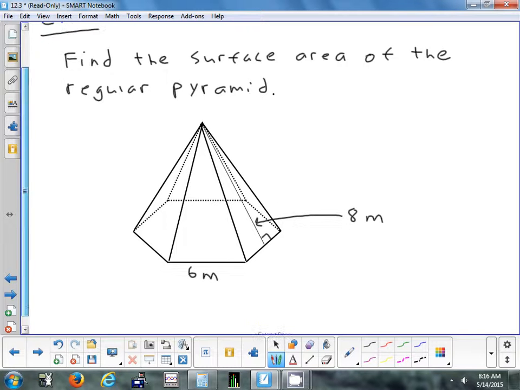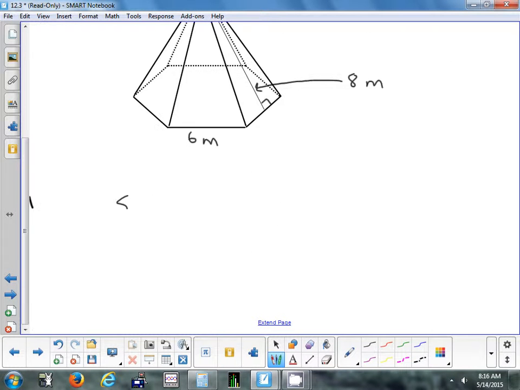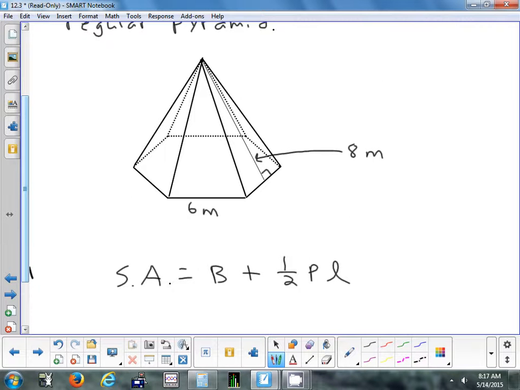Okay, let's just start out with our general formula. How do you find the surface area of a regular pyramid? Area of the base, plus 1/2 slant height. So perimeter times slant. Yep. So slant height, that's easy. That's given. Okay, perimeter, well, we can easily find that.